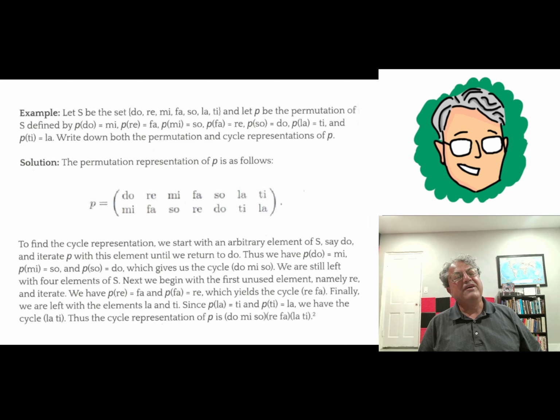Re, fa, re. So that's a cycle of order 2. That's called a transposition, by the way. Cycles of order 2 are called transpositions. And then we've got la and ti, and that's another transposition: la, ti, and then ti, la. So those are our cycles. So now we have do, mi, so, that's one cycle, and it goes back to do again. And we have re, fa, and it goes back to re, and la, ti, and it goes back to la. So that's the cyclic representation.